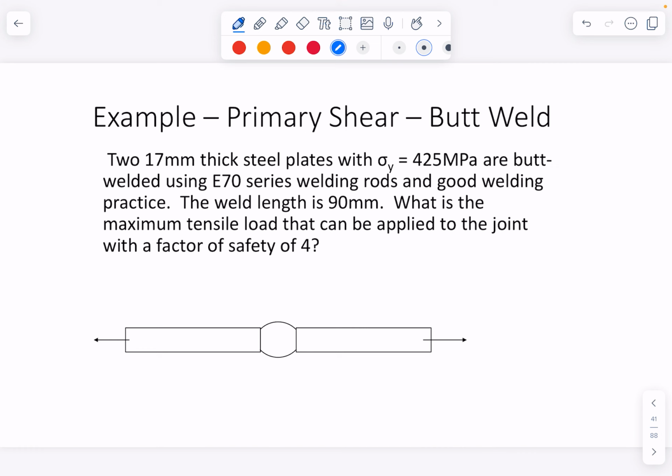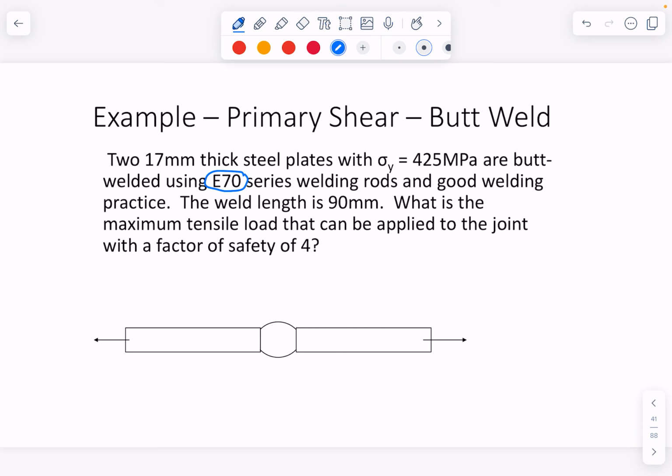If I have a look at another example, primary shear on a butt weld. So let's have a look at two 17mm thick plates with a yield stress of 425, butt welded. I don't think I've mentioned real much about E70 welding rods. E60, 70, 80, 90, they're the strength, nominal strength in PSI or KSI, thousands of pounds per square inch. So it's an American nomenclature.